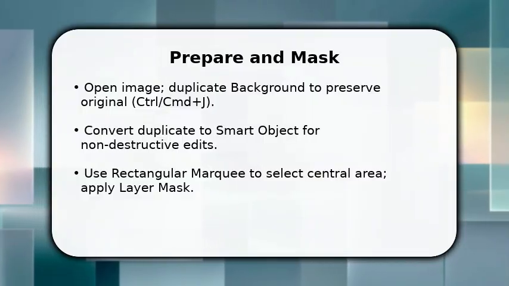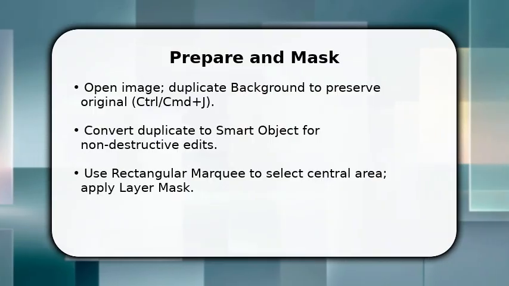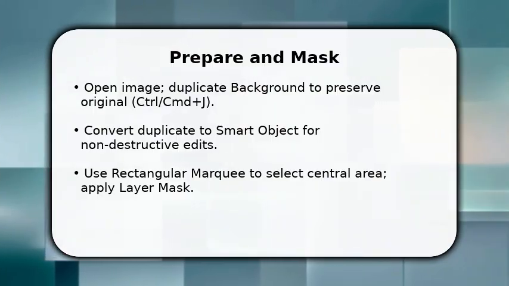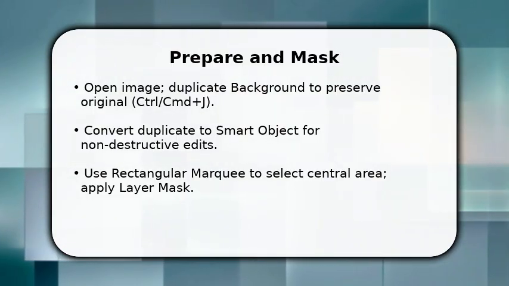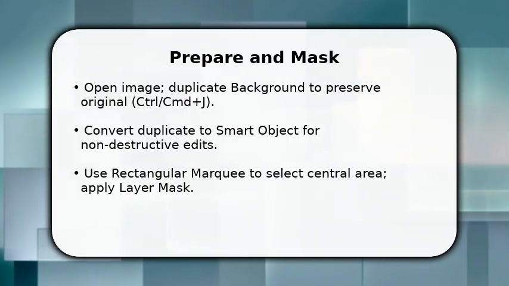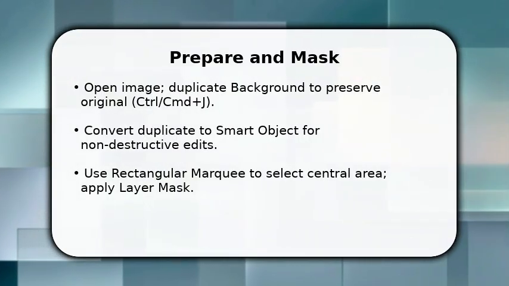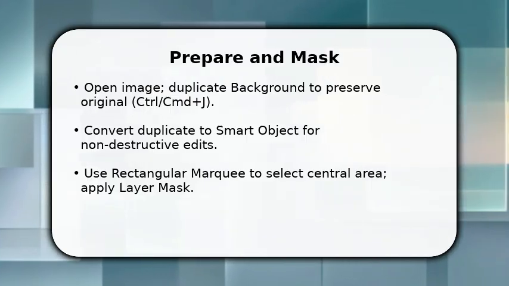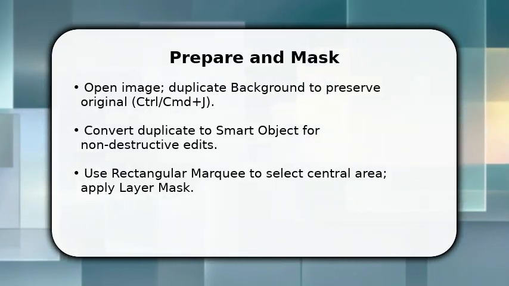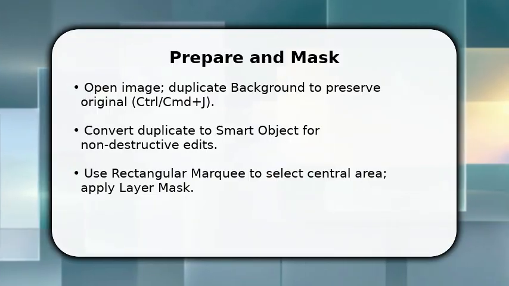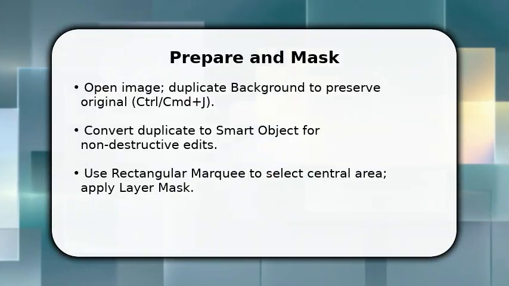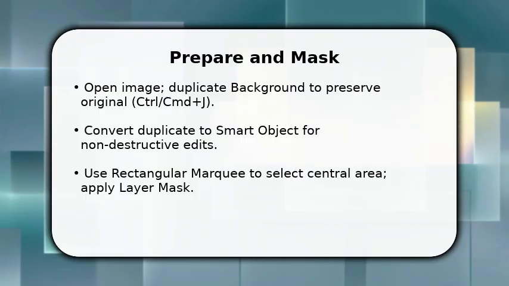You start by protecting the original, open the image and duplicate the background layer, then convert that duplicate to a smart object so changes remain editable. Once done, choose the rectangular marquee and draw the exact area you want to keep, avoiding unwanted edges. Make a layer mask from the selection. This hides edges without deleting pixels.